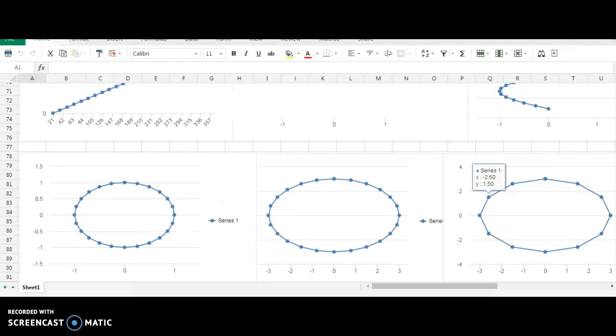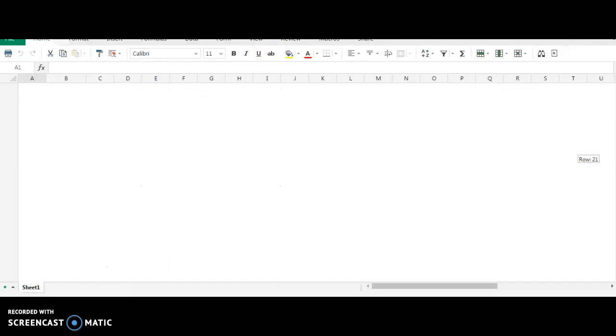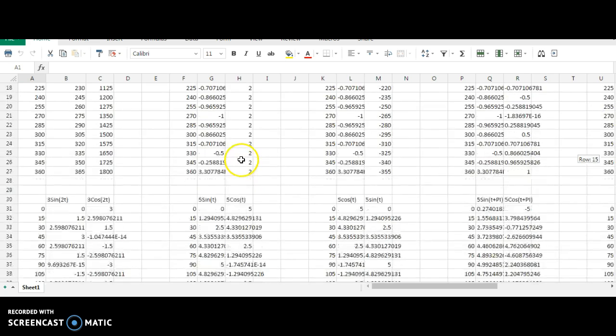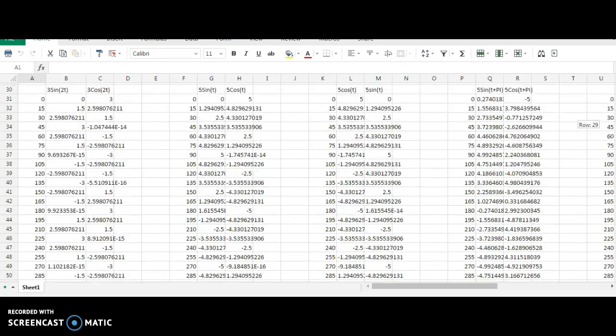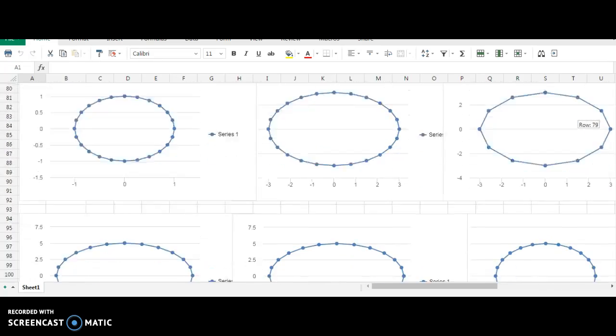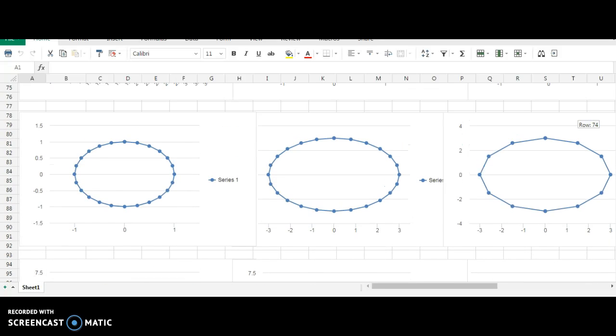Okay, to demonstrate this in our Excel, we have 3 sine 2t and 3 cos 2t, which means 3 is our radius and this is our rate of change. So in this case, if we divide 360 by 2, it becomes 180. So it'll take 180 seconds to make the rotation.